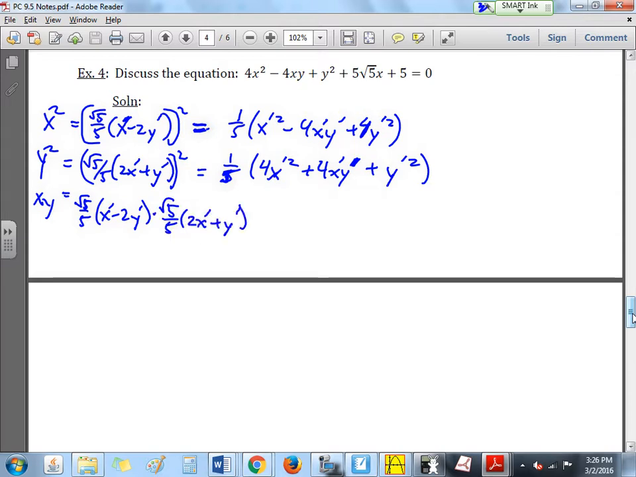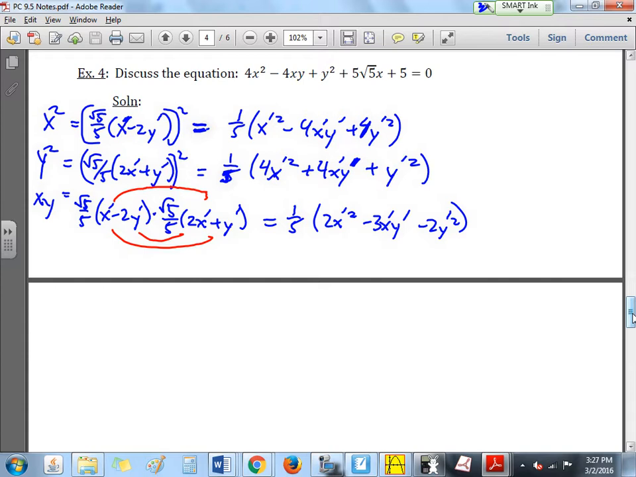plus y prime. This is more of a FOIL situation. So you multiply the root 5 over 5 with the root 5 over 5, you get 1/5 again. And then you have 2x prime squared, that's first. Then we have outer and inner. The outer and inner is going to give me x prime y prime minus 4x prime y prime. So basically minus 3x prime y prime. And then the last gives me minus 2y prime squared. So at least that was clean looking. And there's no radicals in our x squared, y squared, and xy.